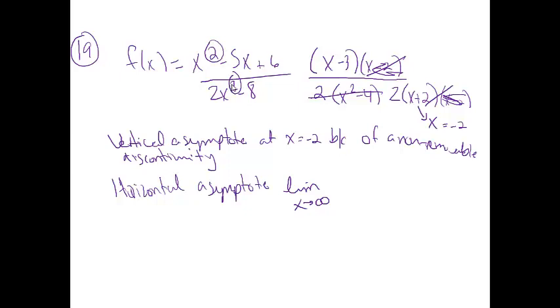The degrees are the same in the numerator and the denominator, so our limit will be the ratio of the leading coefficients. There's an invisible one there. So the ratio of our leading coefficients is 1/2. So there is a horizontal asymptote at y equals 1/2, and that is because the limit as x approaches infinity is equal to 1/2.